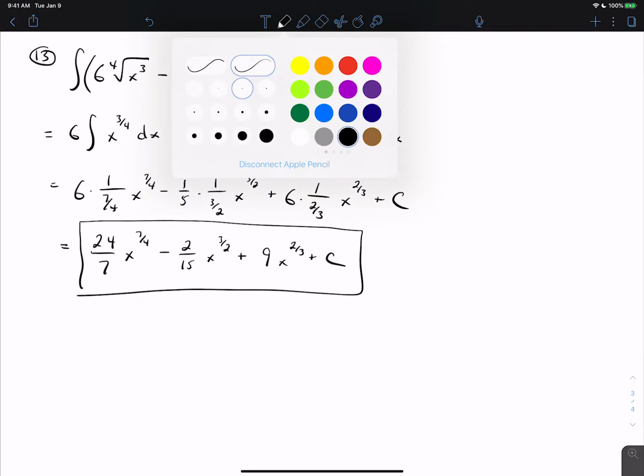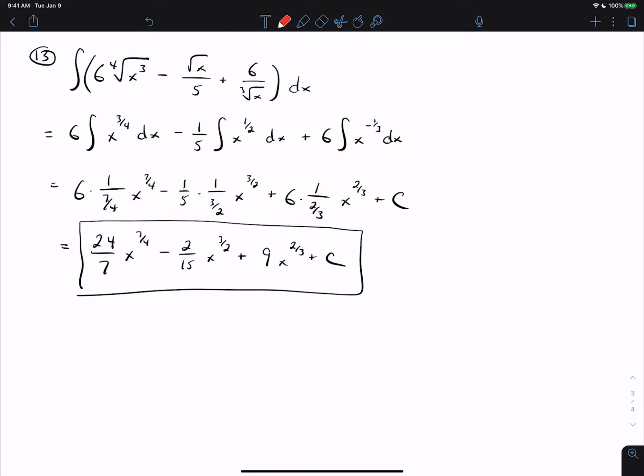Just kind of as a quick review, what I'm doing with those fractions is like 6 times 1 over 7/4. I'm making it 6 times 4 over 7, which is then 24 over 7. And so you may need to practice some of that, especially without a calculator, in order to get comfortable with the ones with fractions.